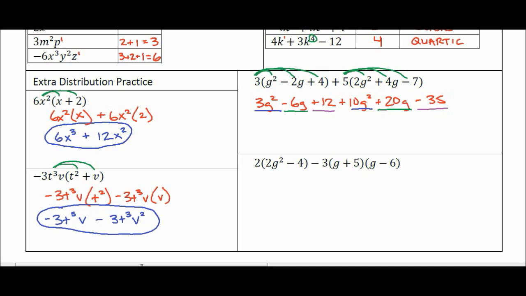We'll go ahead and rewrite this and combine those. 3g squared plus 10g squared is 13g squared. Negative 6g plus 20g is positive 14g. Remember, negative 6 plus 20 is positive 14. And plus 12 minus 35 is negative 23. So there is our final distributed polynomial.